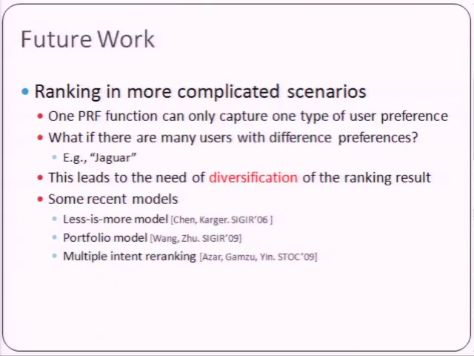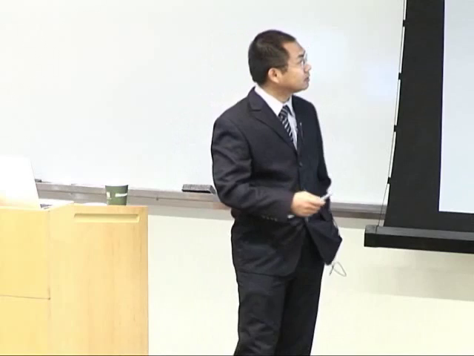The PRF function I just discussed can address one particular user preference. But if the system has many users, we should address a sort of aggregate preference. There's a very classic example here: Jaguar means two different things for different persons. Different persons have different preferences, which we should address simultaneously. This leads to the notion of diversification of the ranking result, which means that in the top results, we should make those results diversified.